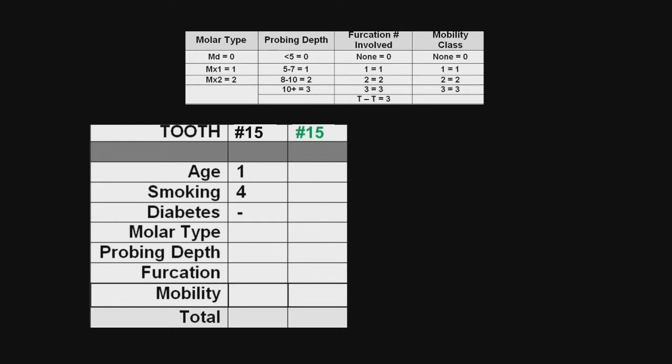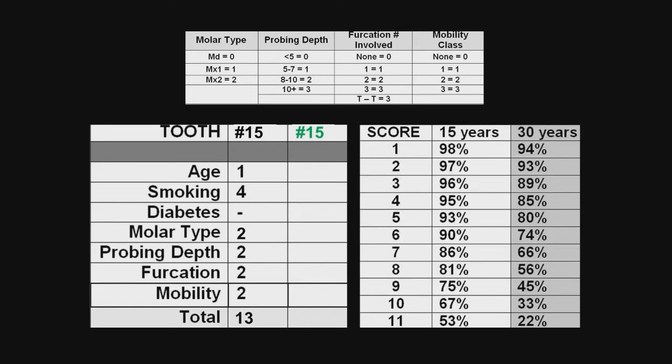Now the clinical exam, as we pointed out earlier, involves the molar type, probing depth, furcation involvement, and mobility. So we're scoring tooth number 15, and that scores a 2. The probing depth is a 2, generally 5 to 7 millimeter pockets, but an occasional 8 millimeter pocket. There are 2 furcation involvements, mesiopalatal and distopalatal. And yes, I'm a little concerned about the mobility, and that would be a score of 13.